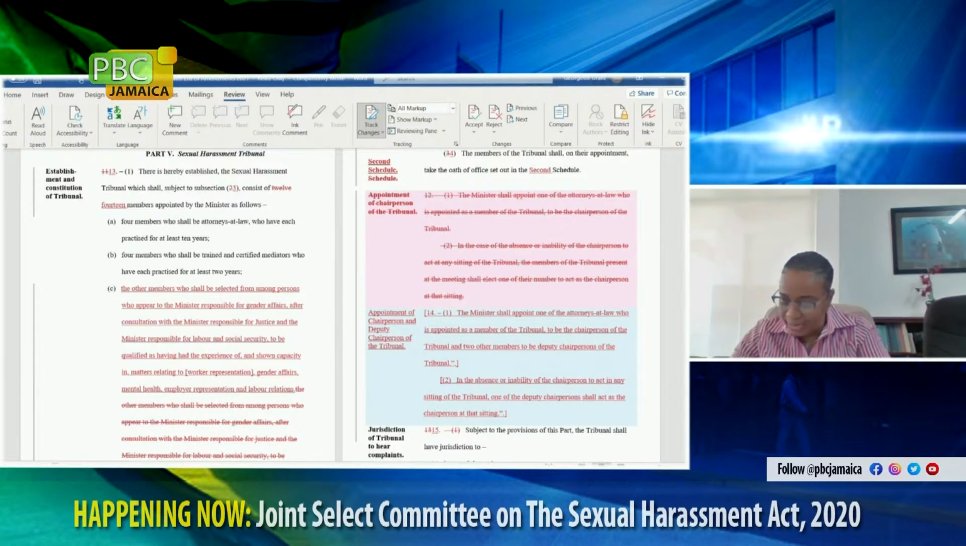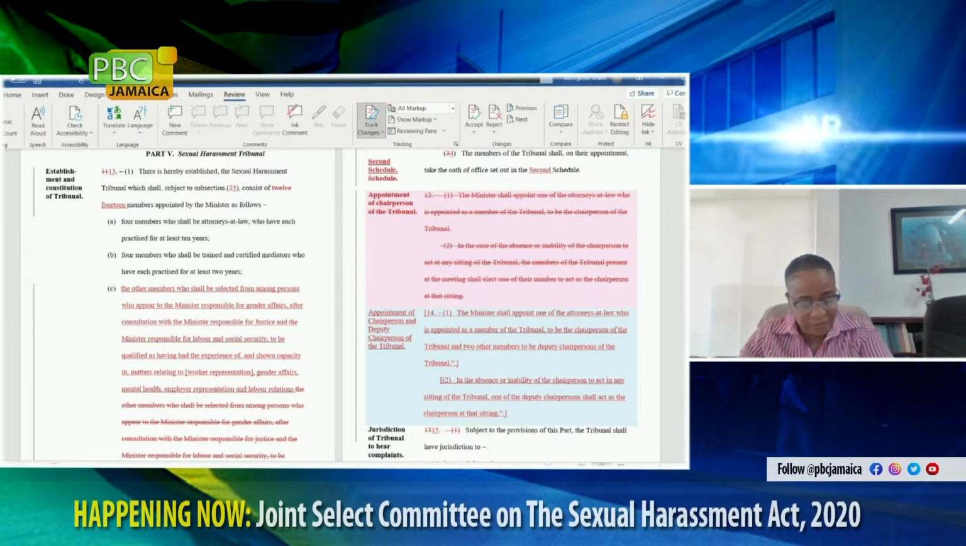And then we have deleted subsection 2 in the chapeau and substituted subsection 3 because we put in another subsection. And then in compliance with your instructions, the committee wanted the membership increased from 12 to 14, and we have done that by deleting the word 12 and substituting therefor the word 14.